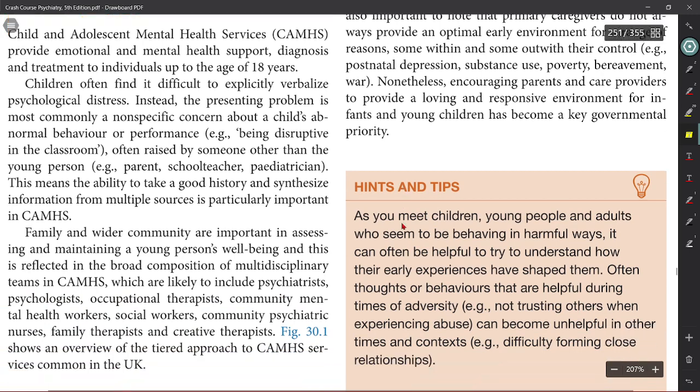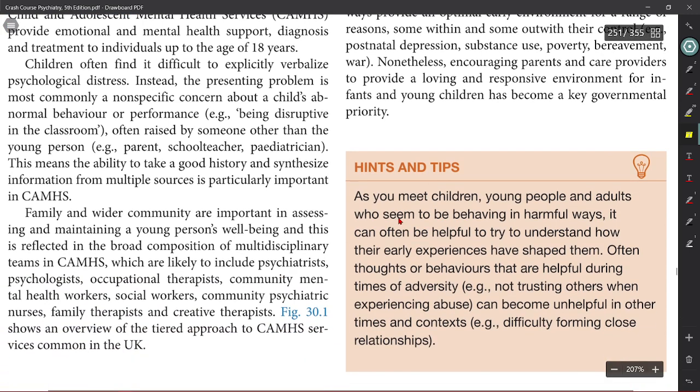Hints and tips. As you meet children, young people, and adults who seem to be behaving in harmful ways, it can often be helpful to try to understand how their early experiences have shaped them. Often, thoughts or behaviors that are helpful during times of adversity, for example, not trusting others when experiencing abuse, can become unhelpful in other times and contexts, like difficulty forming close relationships.